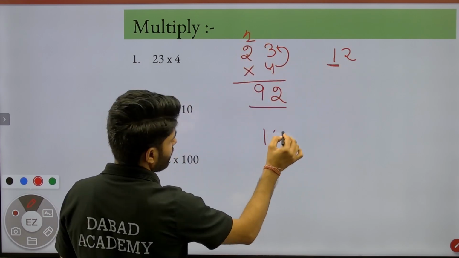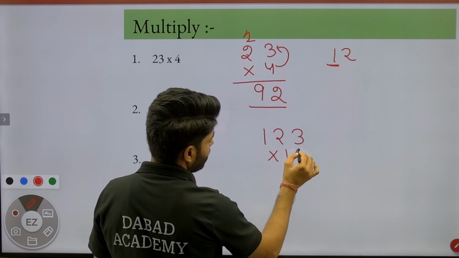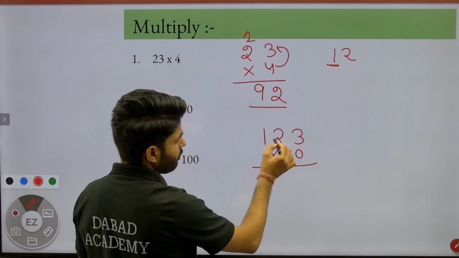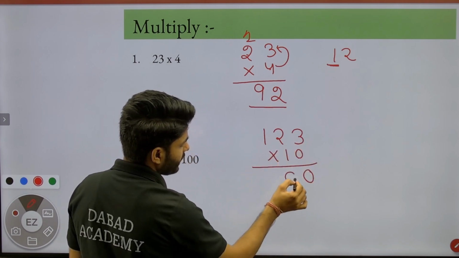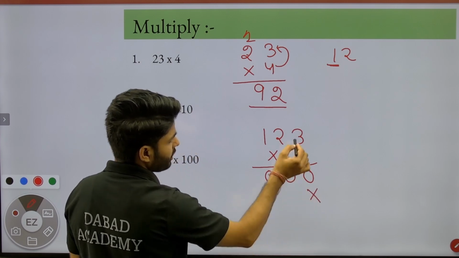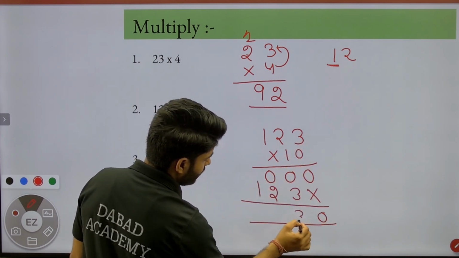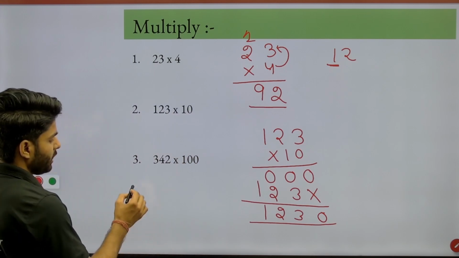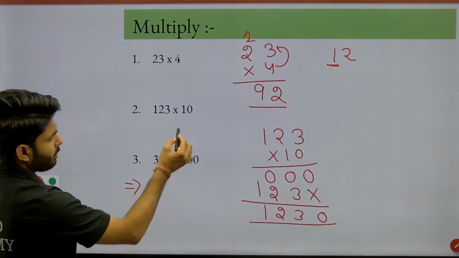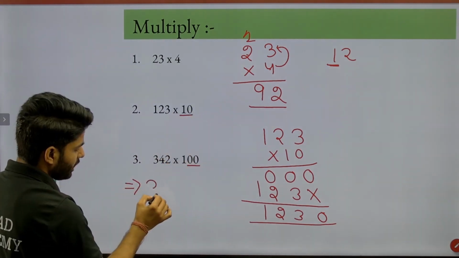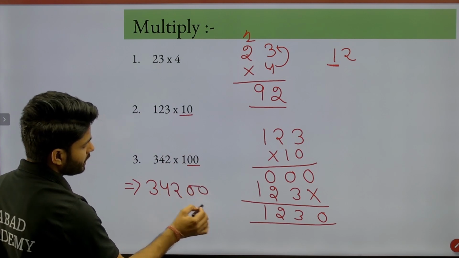In the same way, the second question is 123 into 10. First we multiply 0 by all 3 digits. When we multiply any number by 0, the answer is 0. Then 3 1 ja 3, 2 1 ja 2, 1 1 ja 1. So the right answer is 1230. Or we can directly multiply: whenever we multiply any number by 10 or 100, we simply put 0 behind it. So this is the right answer.